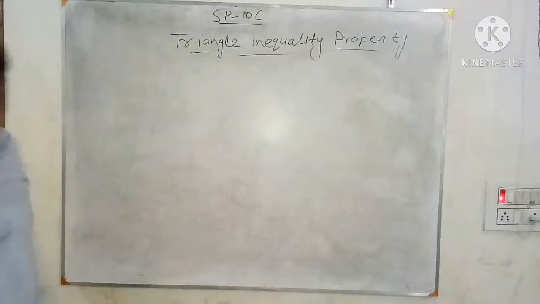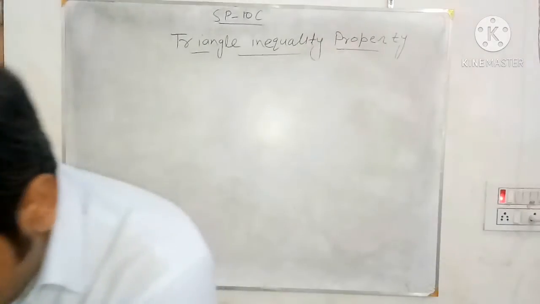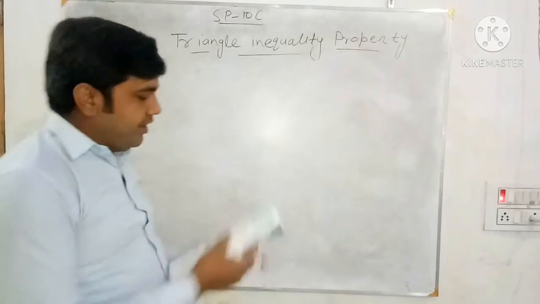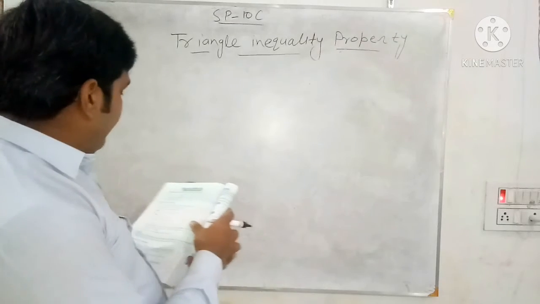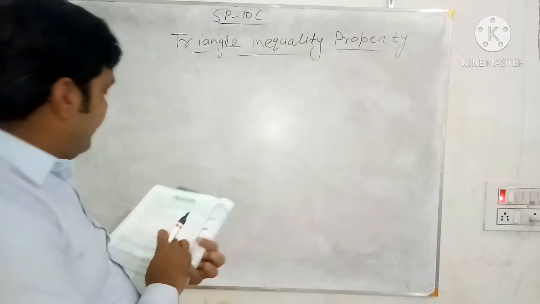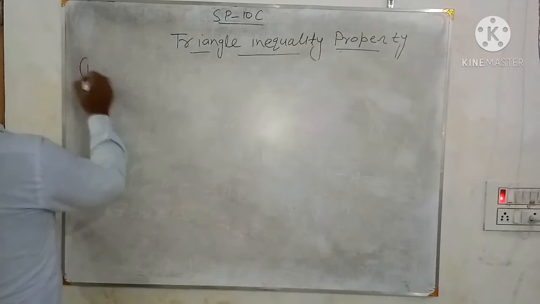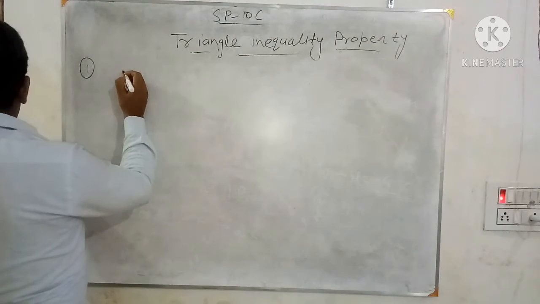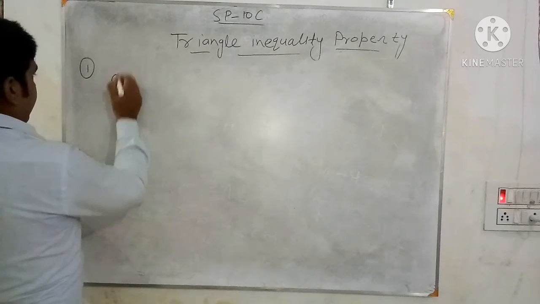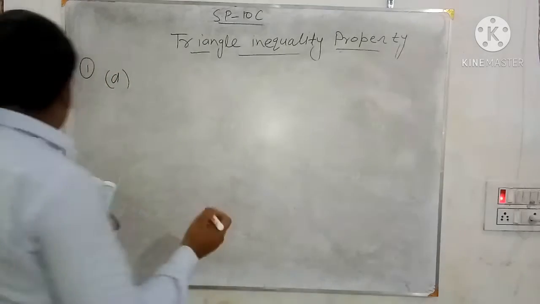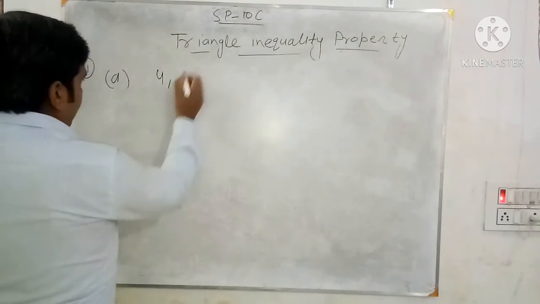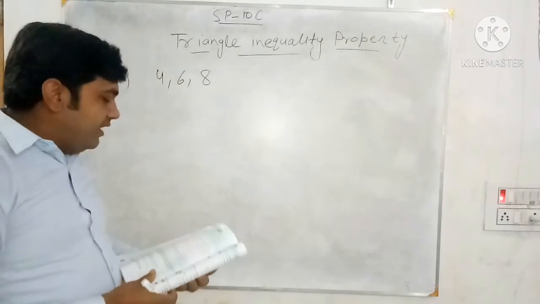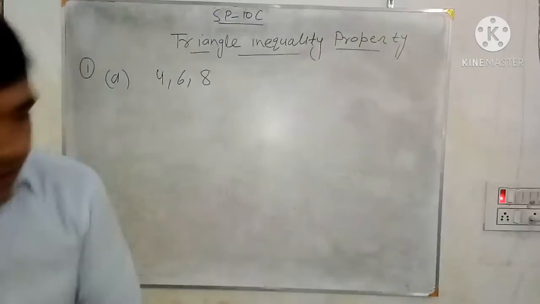So in this triangle inequality property, self-practice 10C, the first question is: determine whether a triangle can have the sides with the given lengths, and explain. So what is the question? Determine whether a triangle, this 1A, can have the lengths 4, 6, 8. That is the given. So we have to determine whether a triangle can have sides of this length.